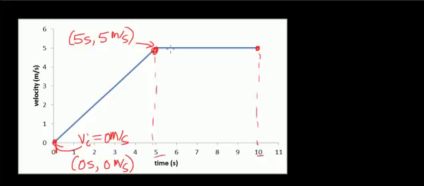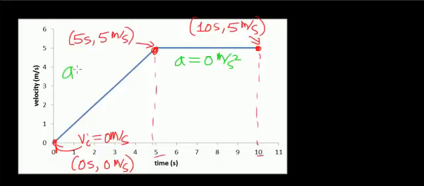Then there's going to be the second region of time, between 5 seconds and 10 seconds, during which this object is going to be traveling with constant velocity. Now this point right here could be labeled as 10 seconds, 5 meters per second. So a few things. Notice that during this interval of time, the acceleration is going to be 0 meters per second squared. During this first 5-second interval of time, the acceleration is going to be something, and let's just calculate what that acceleration is right off to the side.